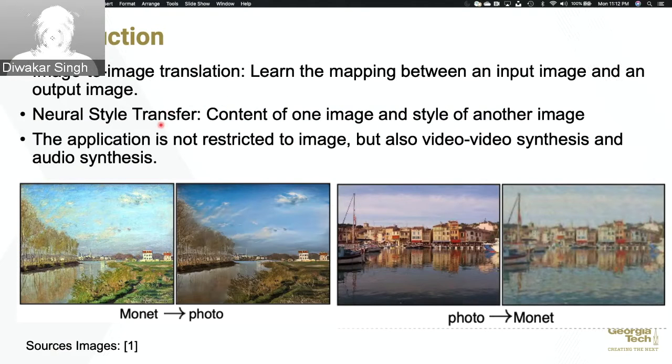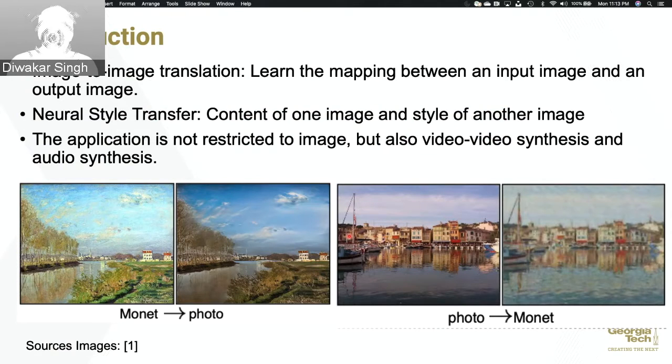And Neural Style Transfer is one way to solve this image-to-image translation problem where we try to synthesize a novel image using the content of one image and adding it with the style of another image. For example, if you look at this figure here, this is a painting drawn by Monet, and we want to visualize how this painting would have been in real life. The other way to look at this problem is that we have a real portrait, and we want to imagine how it would look if Monet would have drawn this picture.